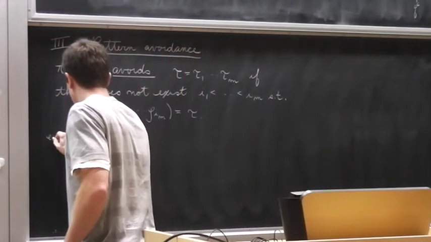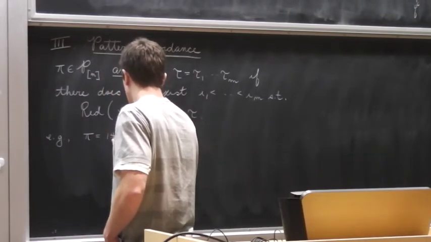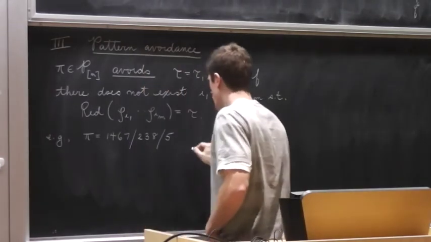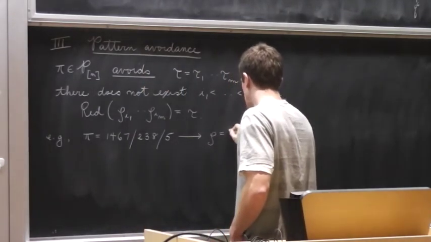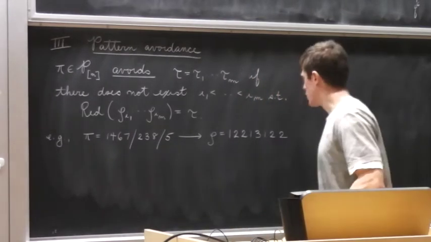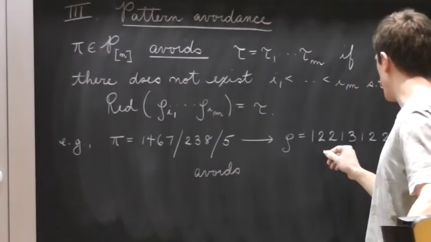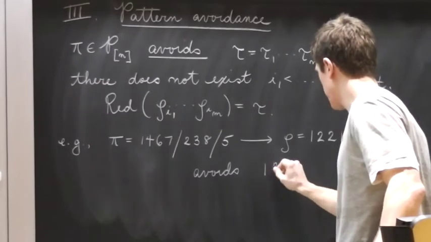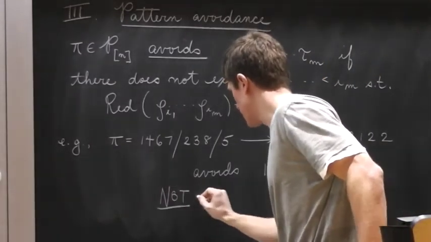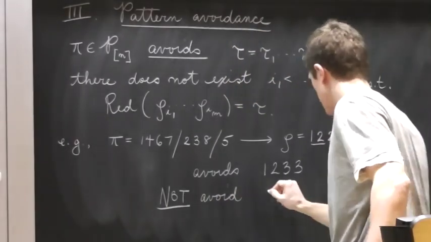Okay, and so as an illustration, take our running example which has restricted growth function here. So this avoids, for example, the pattern 1, 2, 3, 3, but it does not avoid 1, 2, 3, because we have a subsequence.